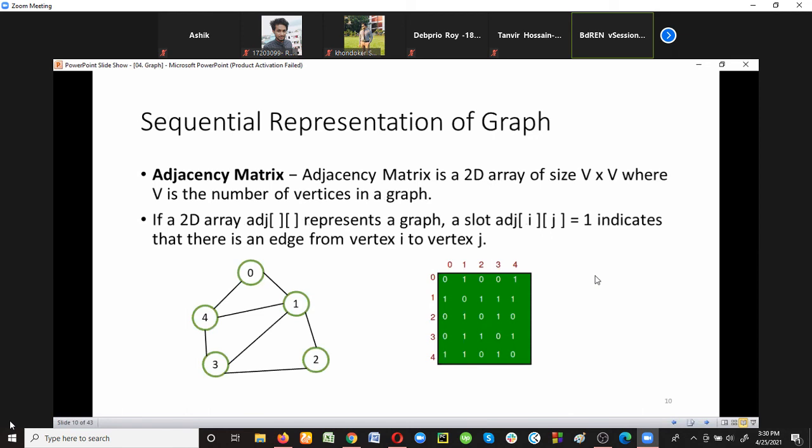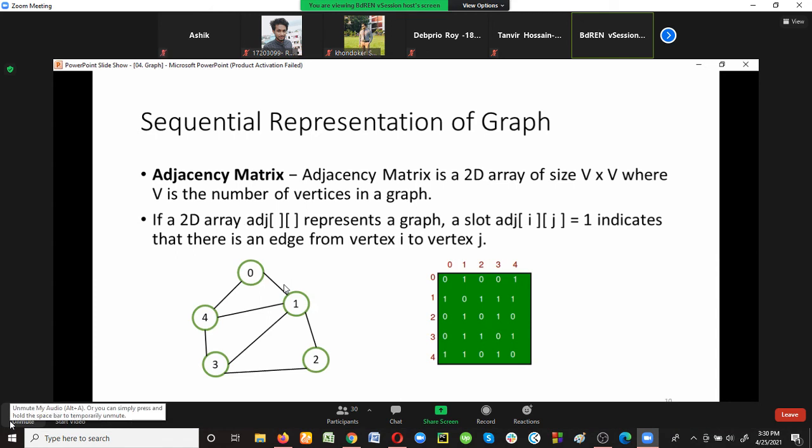Okay, now the next topic is how the graph can be represented. There are two ways for representing the graph. One is using a matrix, another is using a linked list. So the first one is the adjacency matrix. So here, look at this graph. How many nodes are here? 5 nodes. And matrix means a two-dimensional array.